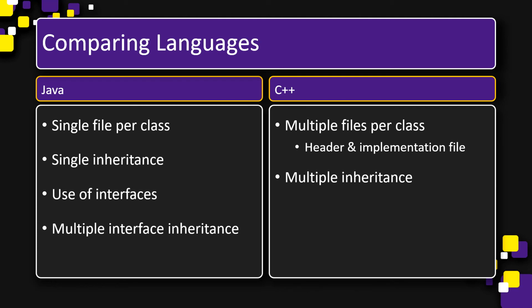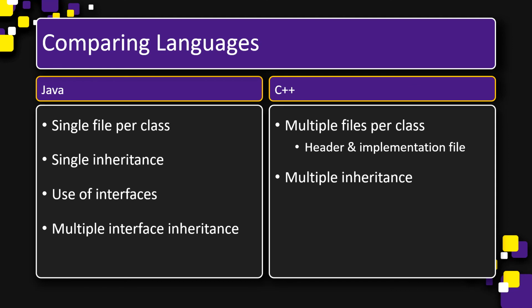The other thing that happens here is we only get single inheritance. We can only inherit classes from one parent rather than in C++ where we can get multiple inheritance. And we'll talk more about inheritance next week. So we're not going to worry too much about what that exactly means, but just keep in mind that in Java, you can only inherit things once from one parent, and in C++, you can have multiple levels of inheritance.